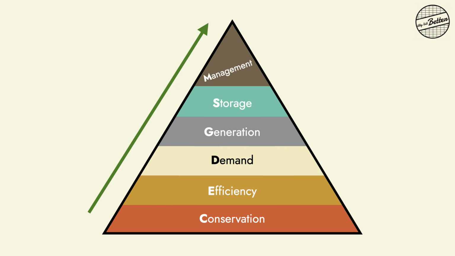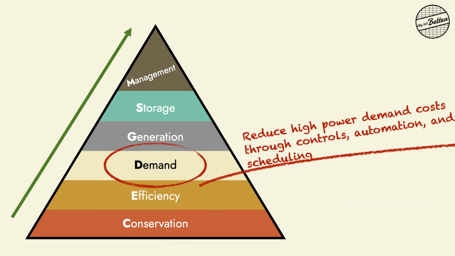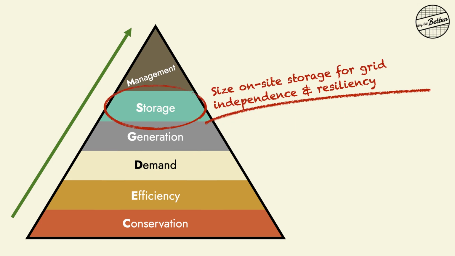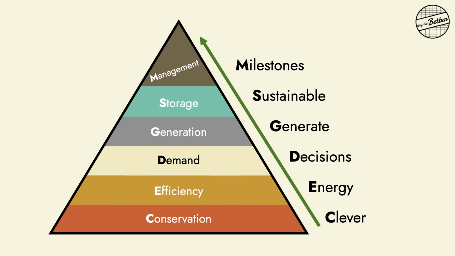They are important. Engineers are still talking about them. So I decided to add them into the Itty Bit Better energy pyramid. And what they are: conservation, efficiency, demand, generation, storage, and management. And if you want an easy way to remember the order of the energy pyramid, just remember this saying: clever energy decisions generate sustainable milestones.